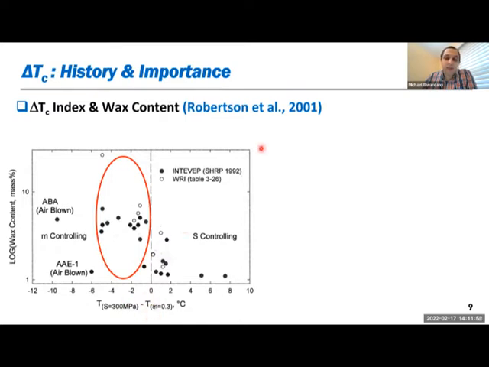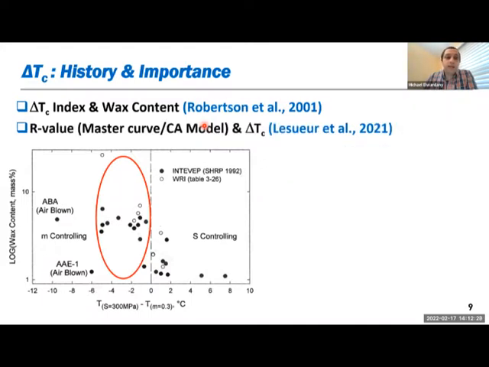He showed in his report delta TC versus wax content. You can see he divided binders into S-controlled and M-controlled binders, and showed that M-controlled or relaxation-controlled binders are the binders that have negative delta TC, and those are mostly high in waxes, or they are air-blown binders. So that's a pretty good observation back during the SHRP time.